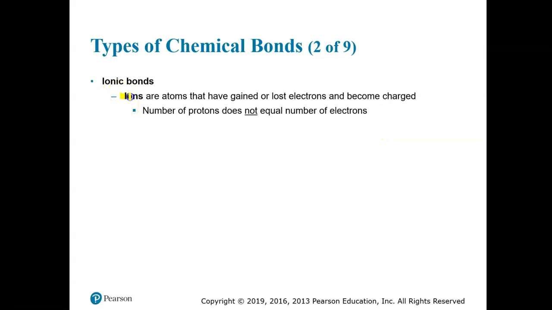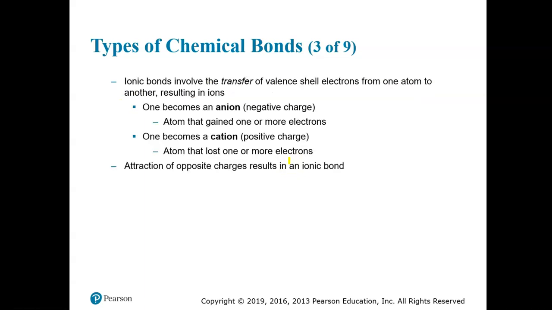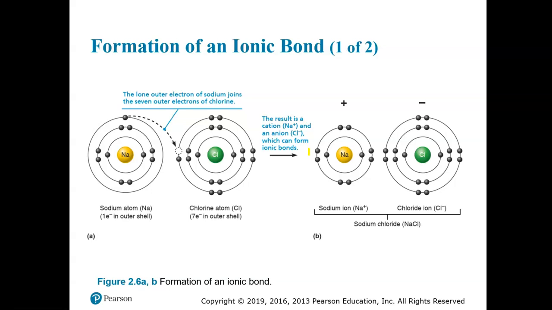An ion is an atom that has gained or lost electrons. And if it gains or loses electrons, it takes on a charge, an overall charge. Electrons are negative, so if an atom gains an electron, it takes on an extra negative charge. If it loses an electron, it has an overall positive charge. So we call it an anion if it gains an electron and has a negative charge. We call it a cation if it loses an electron and has a positive charge. So ions have a charge because they gain or lose electrons.